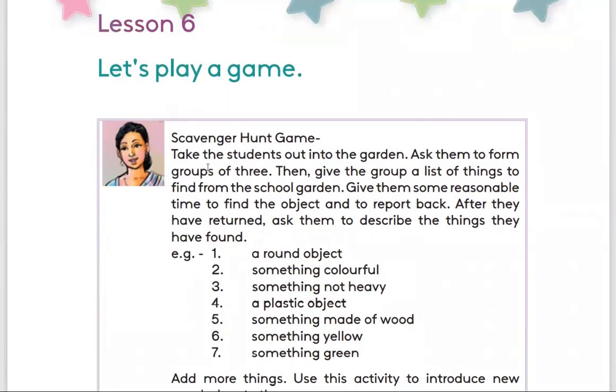Right. Let's see. Take the students out into the garden. Ask them to form groups of three. Yes, you should make groups of three. Right? If you are in a classroom, we will do these things. Then give the group a list of things to find from the school garden. You have to go out in the classroom. Then you should find the things.